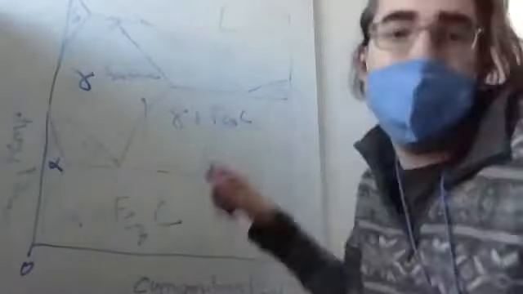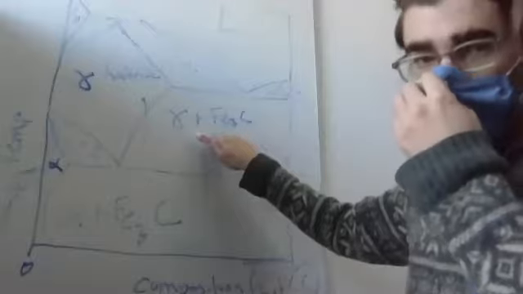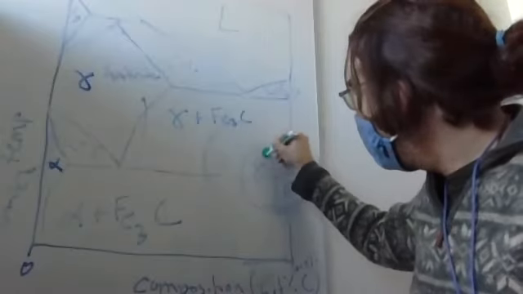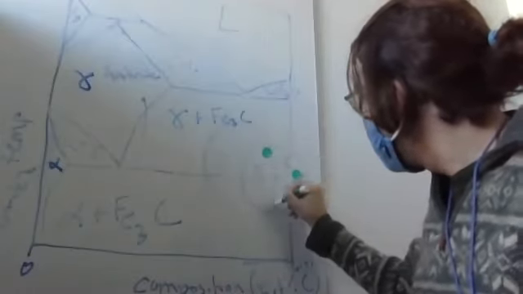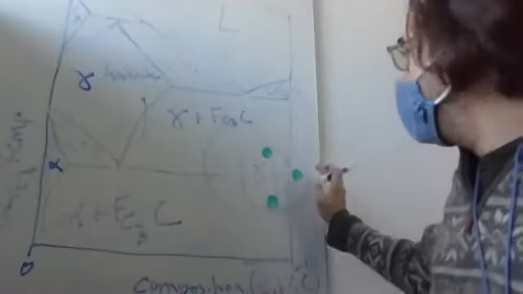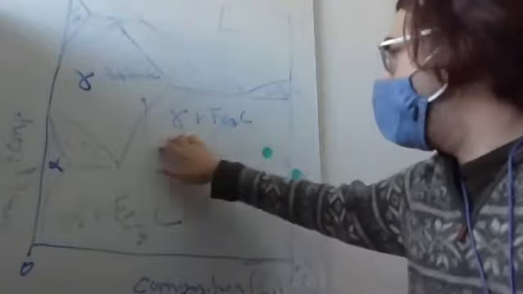And so now we have austenite plus cementite, right? So now the cementite phase will precipitate out. I believe we said that was the green. So now we have these giant green cementite crystals that form as we exist in this region of the phase diagram.